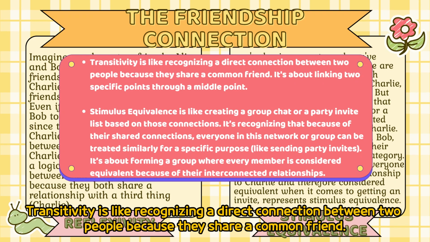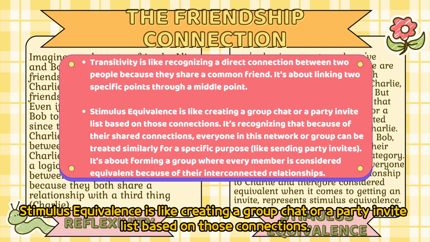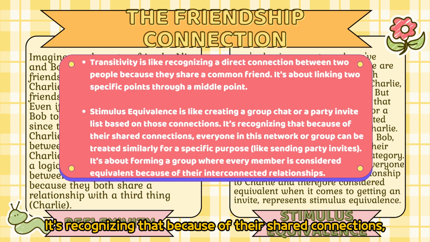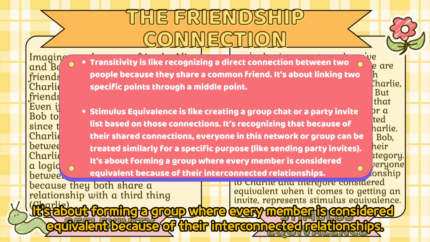Transitivity is like recognizing a direct connection between two people because they share a common friend. It's about linking two specific points through a middle point. Stimulus equivalence is like creating a group chat or a party invite list based on those connections. It's recognizing that because of their shared connections, everyone in this network or group can be treated similarly for a specific purpose, like sending party invites. It's about forming a group where every member is considered equivalent because of their interconnected relationships.